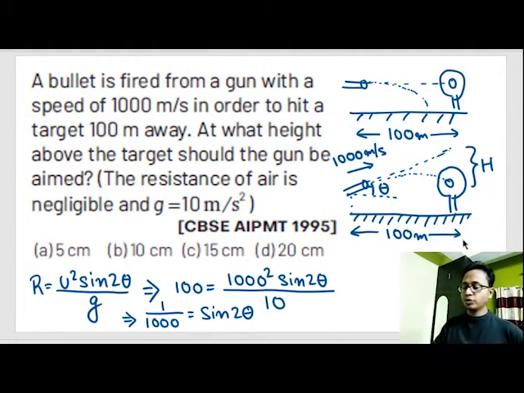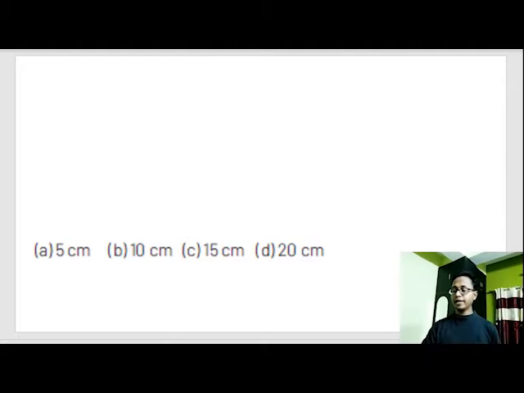Now our question gets a little bit interesting. Up till here it's clear. How I have arrived at this conclusion: sine 2 theta is equal to 1 by 1000. Now make a note, it's a concept. The note is, for very small angles, sine theta is equal to tan theta is equal to theta, and the angles are given in radians.